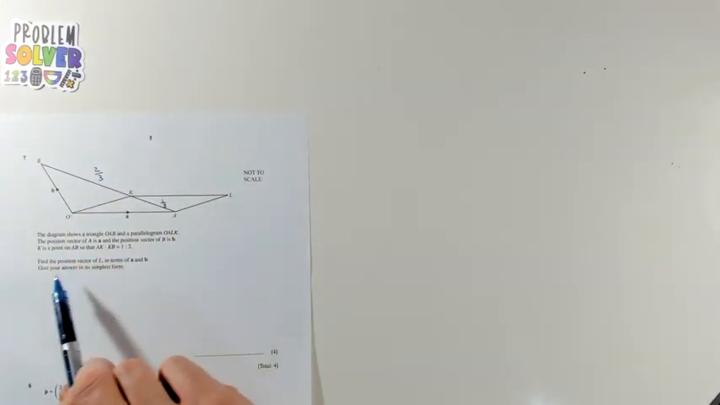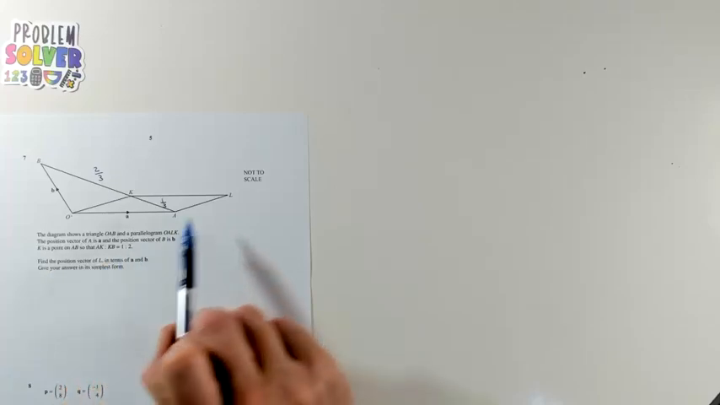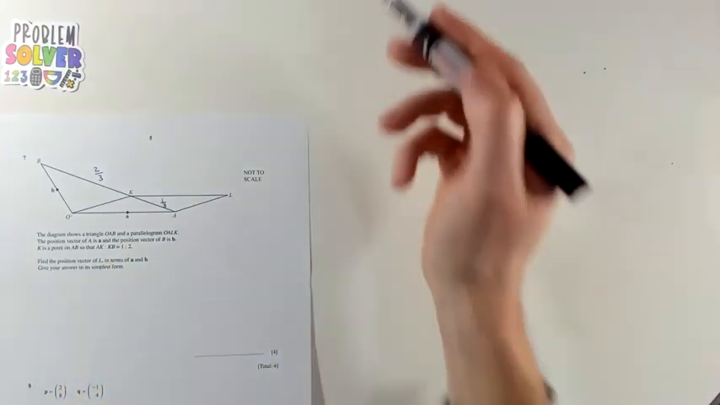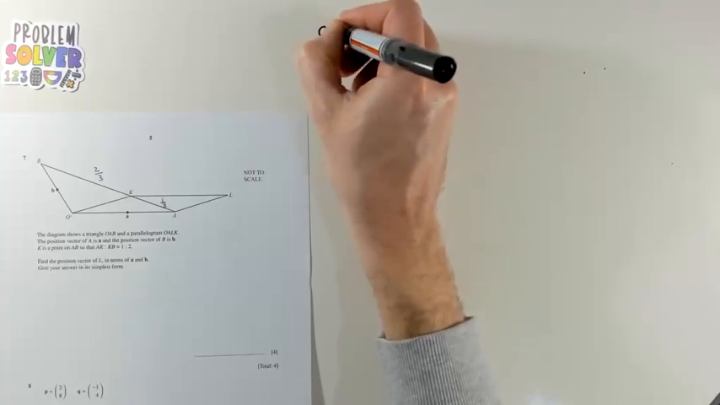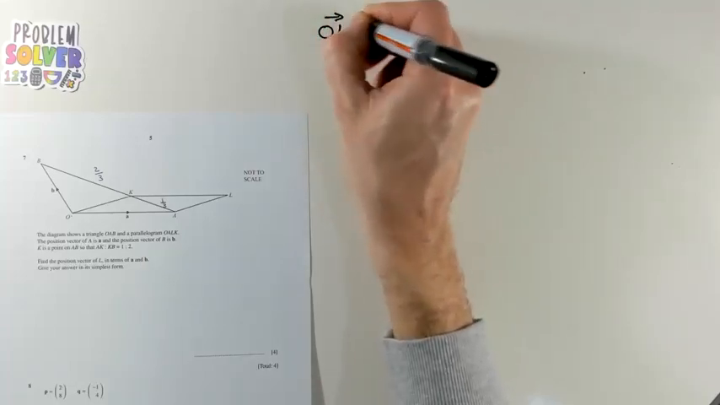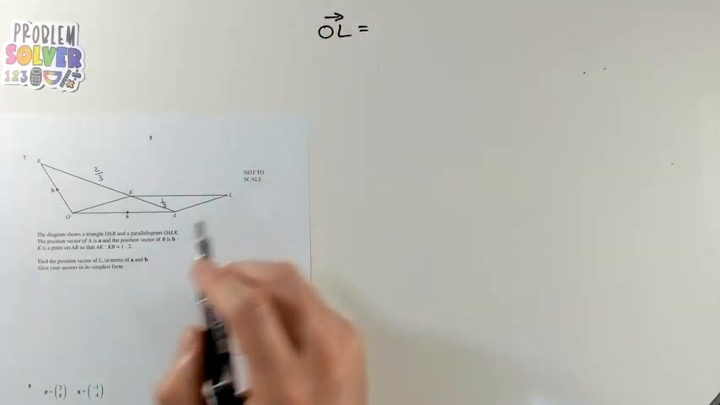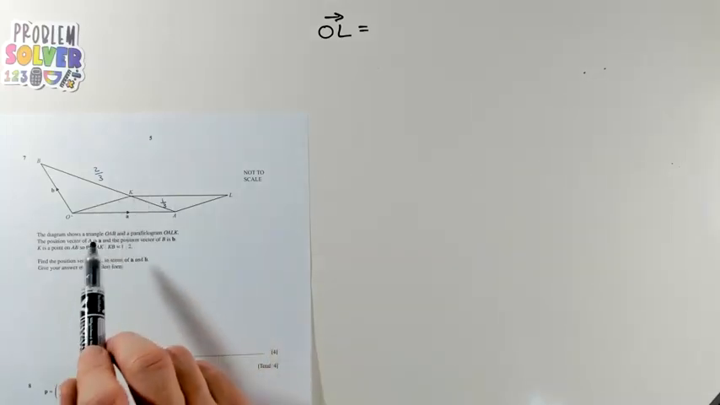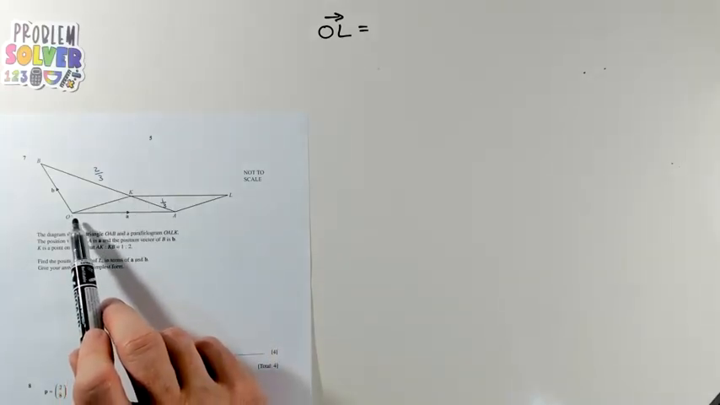And next they're telling us find the position vector of L. So the position vector of L is basically going to be OL. So from O to L, there's probably a couple of paths that I can follow.